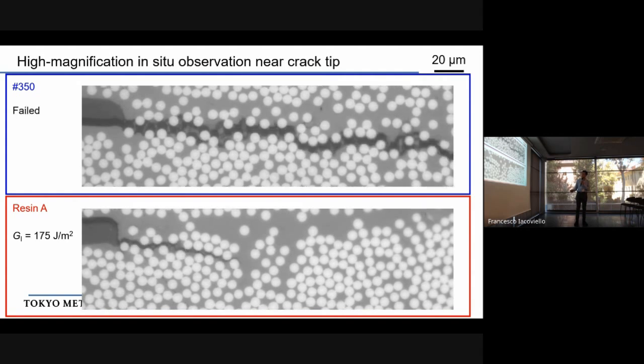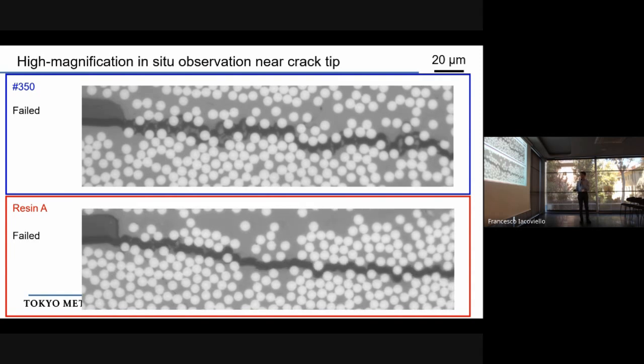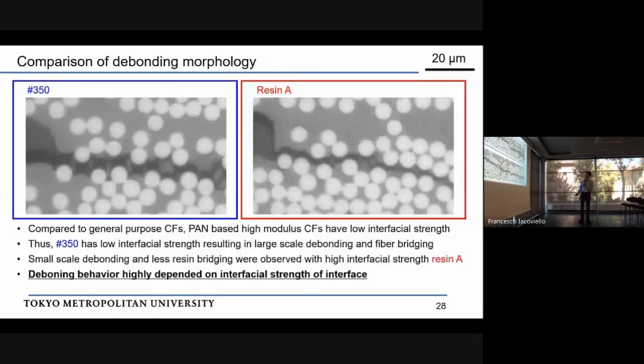And it is failed, but it still remains standing or withstands loading. And finally, failure. So compared to these different resin systems, this low interfacial strength resin has large scale debonding compared to this high interfacial strength resin. So debonding behavior highly depends on interfacial strength of interface.